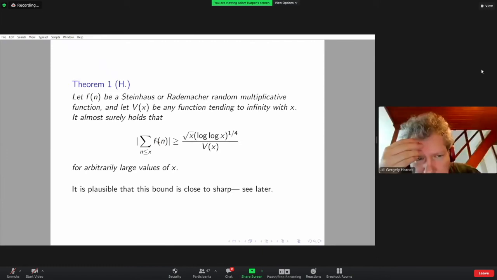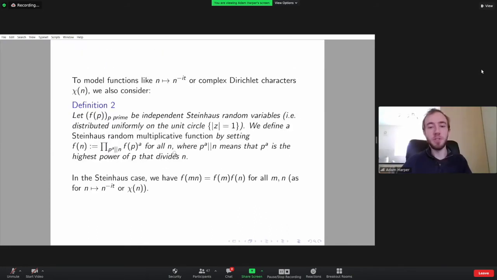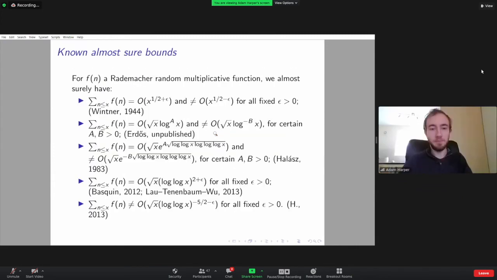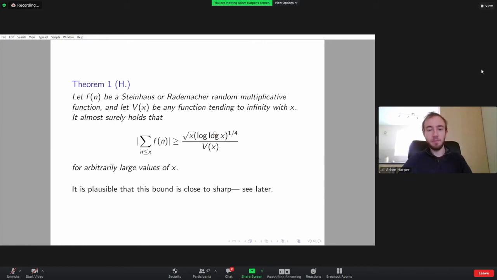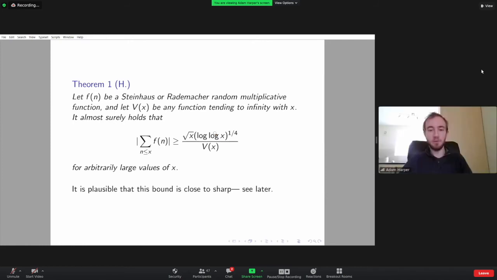So can you remind me the two kinds of random multiplicative functions? Yeah. So the Steinhaus one is the one that takes values on the unit circle. So it's supposed to be modeling complex Dirichlet characters. I see. The other one is ±1. Yes. Okay. Thank you. Any other questions or comments?